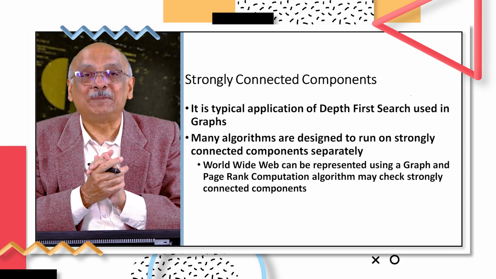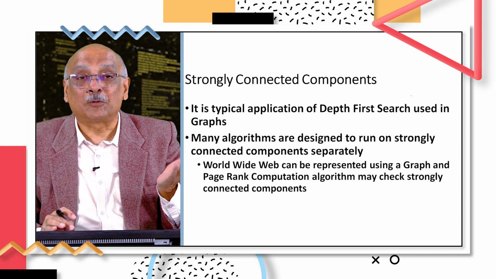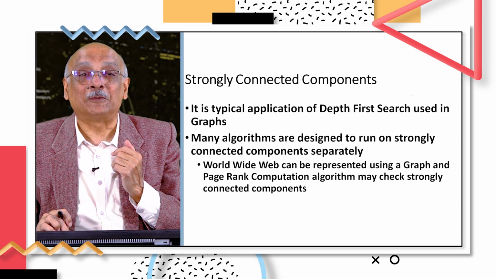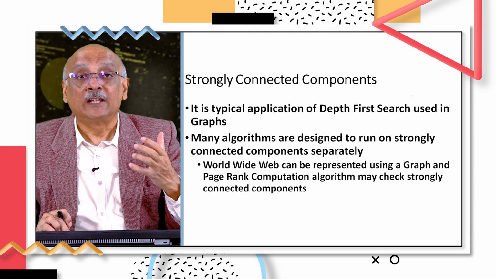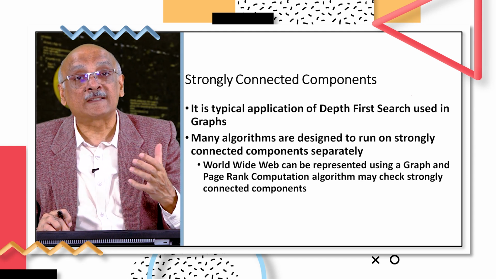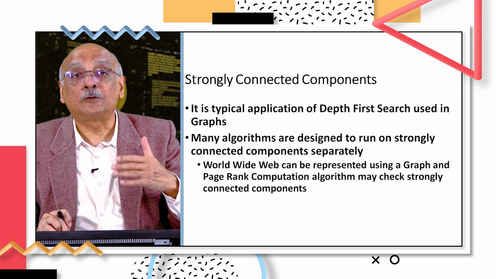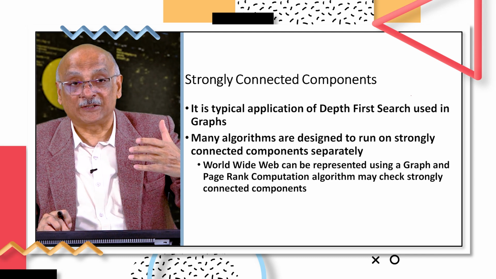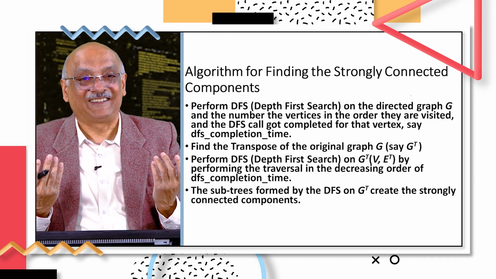You may study the PageRank algorithm when you do a course in data science. It is very important for you to know about. In any case, the important thing is that strongly connected components are to be determined in a graph in order to perform several computations. So let us look into the algorithm then.